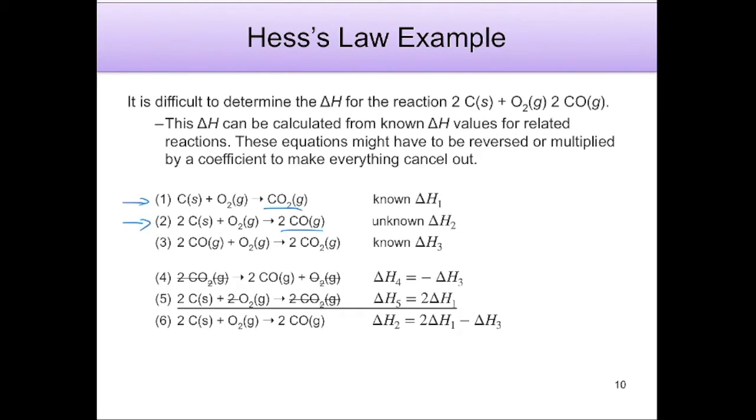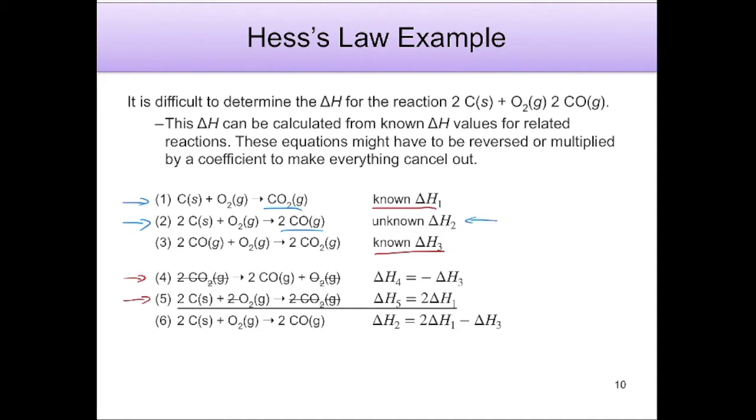Right? So we don't know the delta H of reaction 2. We do know the delta H of reaction 1 and reaction 3. So what we can do is add up reactions 1 and 3. This is reaction 3 and this is reaction 1. We had to double reaction 1 in order to make some of the reactants and products cancel.